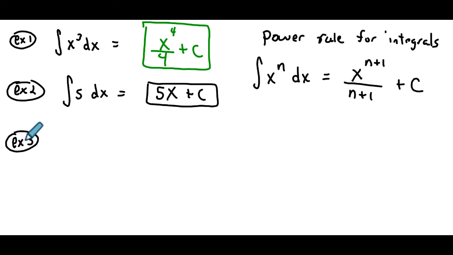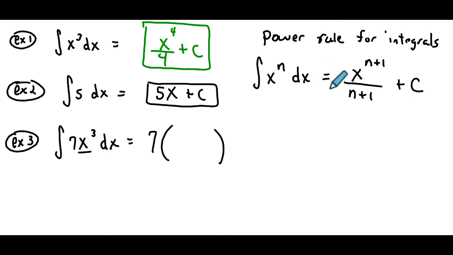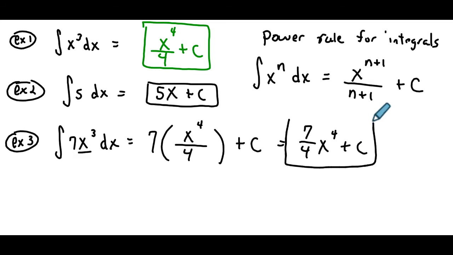So let's do a few. Let's say I want to find the integral of 7x cubed dx. Well, the constant that's there just comes out, and then I'm going to use this power rule on x cubed. So I add 1 to my exponent, so 3 plus 1 gives me 4, and I divide by that 4. So my answer is going to be 7/4 x to the 4th plus c. And that is my antiderivative.